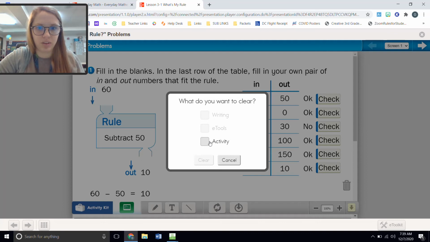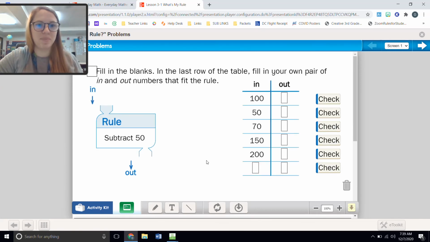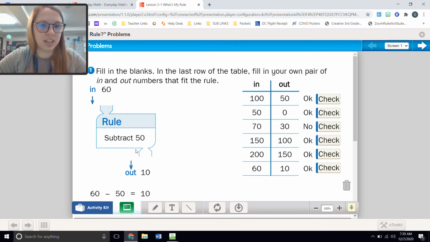So I'm going to see if I can clear that. It's going to take a second to load back up. There we go. All right, so this is what your number 1 looks like. You have your subtract 50 rule. Oh, it didn't delete my work. All right, so this is number 1's answer.